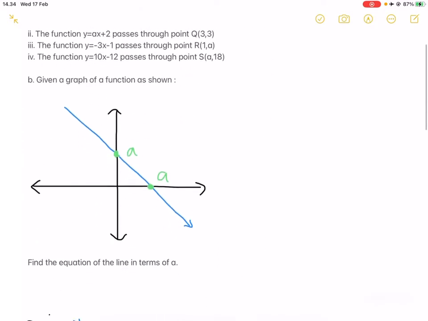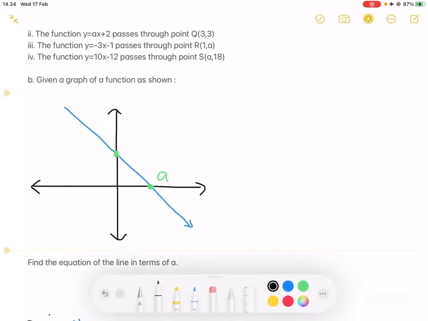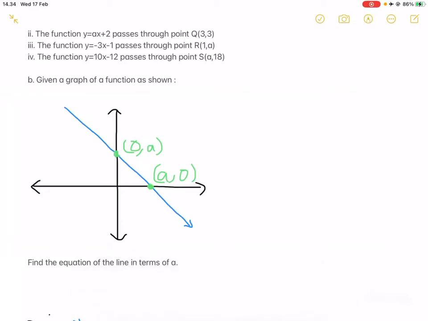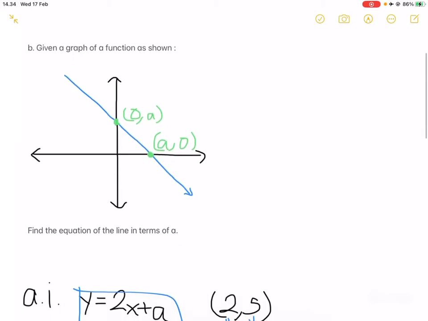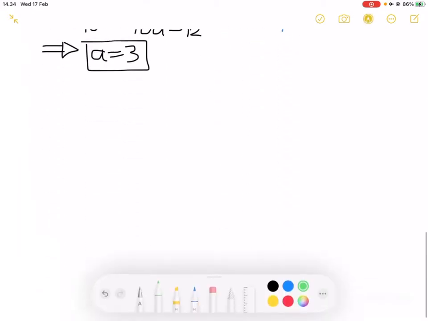Part B, given a graph of a function as shown, and it's given that it intersects the y-axis at (0, a), and it intersects the x-axis at (a, 0). Then we need to find the equation of y in terms of a. So we know 2 points, and therefore we can just find the gradient real quick. I'll just write the coordinates right here. So the y-intercept will be (0, a), and then the x-intercept will be (a, 0).